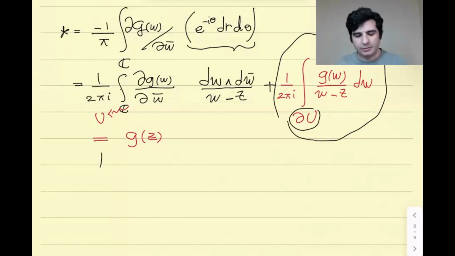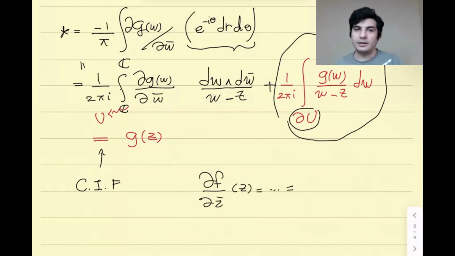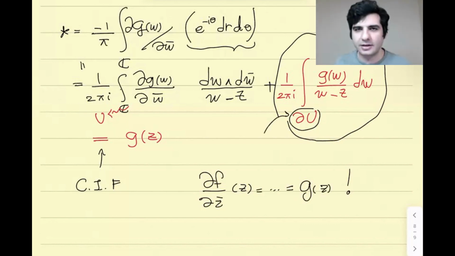So by Cauchy's integral formula, the whole expression is equal to g of z. Remember, we started from derivative of f with respect to z bar at the point z, and then we got g of z, which is great. We just had one simplifying assumption that g vanishes on the boundary. If we didn't have that, this would have been more challenging, right?